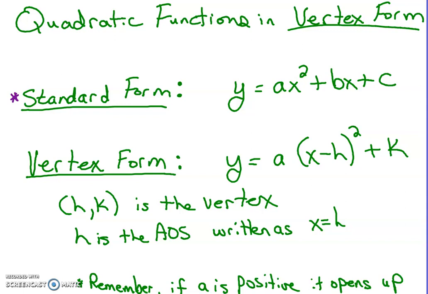Now vertex form is y equals a parentheses x minus h parentheses squared plus k. You have to notice on the vertex form that (h, k) is actually the vertex. (h, k), make sure you pay attention. And h is the AOS, written as x equals h. And then of course, remember, same as standard form, a is positive if it opens up, and obviously if a is negative, the parabola opens down. So let's look at a couple examples, specifically pointing out (h, k), because you got to know what the vertex is.